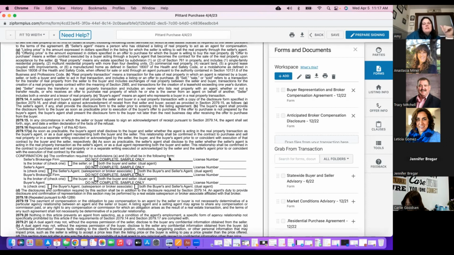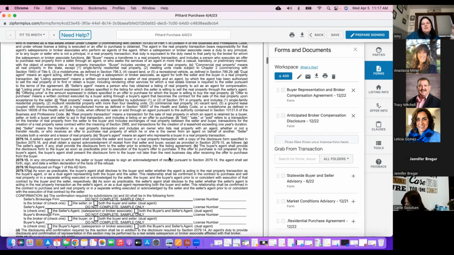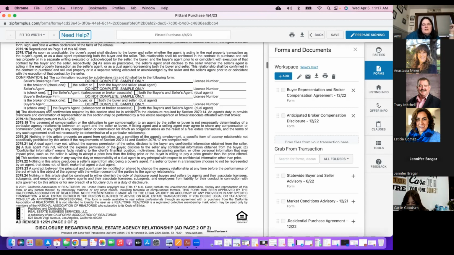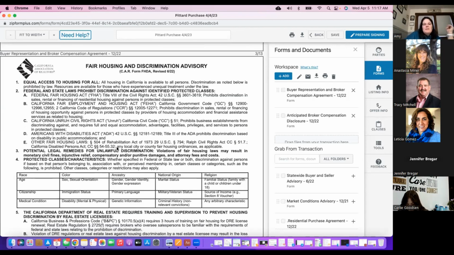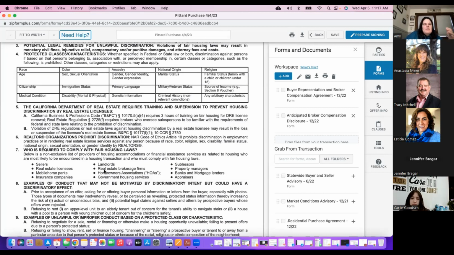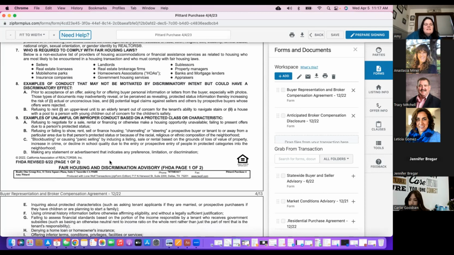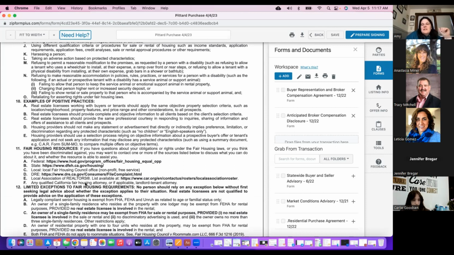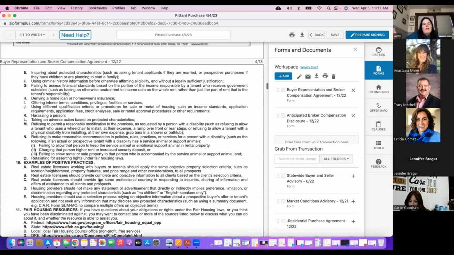The second page is just all the legal jargon, and that's how I would explain it to a buyer. It outlines the civil code section that talks about the ways that you could be represented in a transaction. The next one is the Fair Housing and Discrimination Advisory. This just states that as a real estate agent, I'm not allowed to discriminate based on any of the protected classes. And if at any time you feel you were discriminated against, there are fair housing resources you can go to file a complaint. That's all I need to cover on this form.